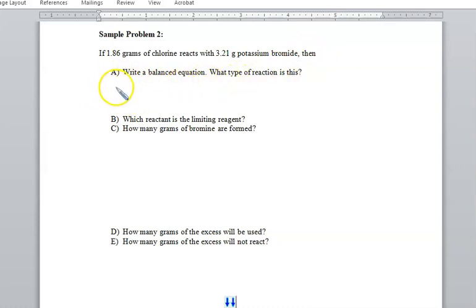Okay, so we've got chlorine, and there is something special about chlorine. It is diatomic. And we are reacting that with potassium bromide. Potassium is a +1. Bromine is a -1. We always want to check those oxidation numbers. Some of you are missing problems because you're not checking oxidation numbers. This is a single replacement reaction. Go ahead and write that.